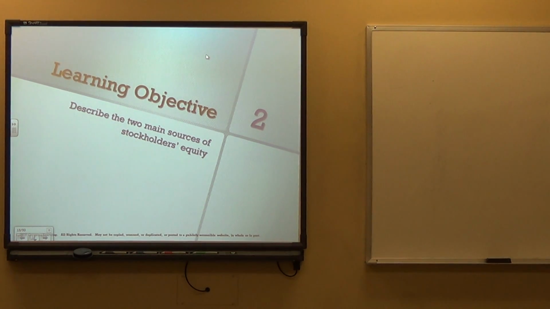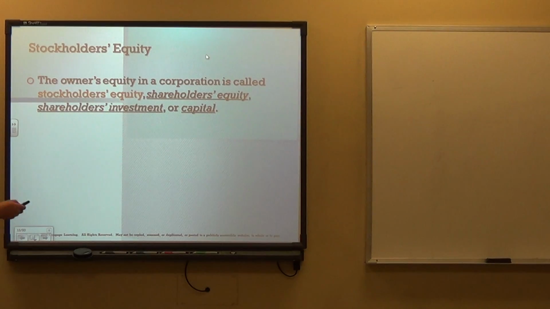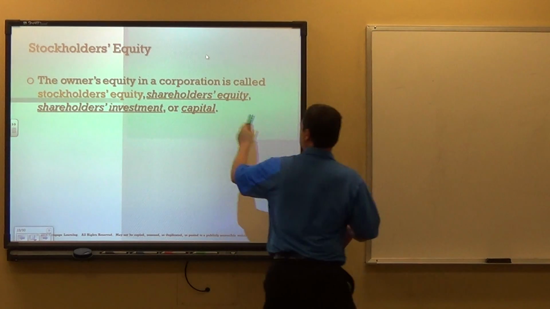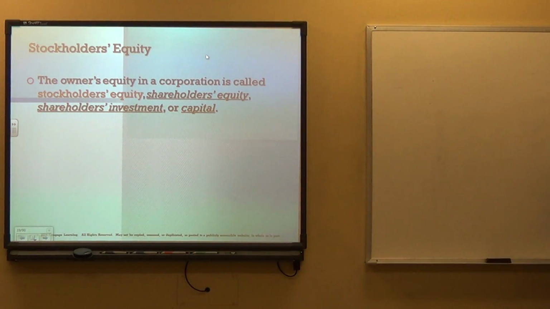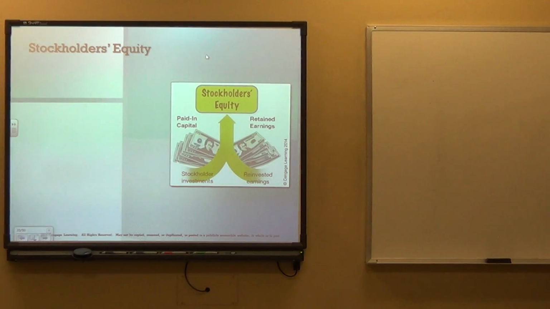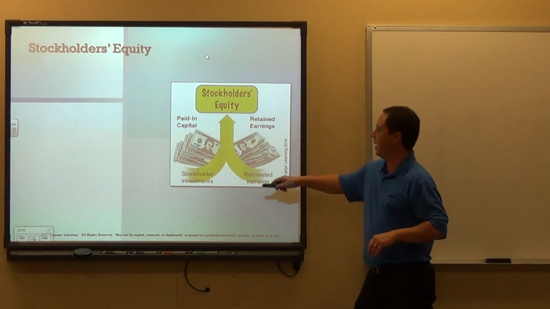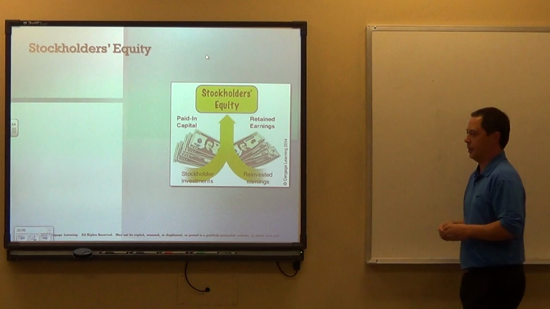All right, so let's talk about the two main sources of stockholders' equity. This is a review really from chapter 1 and 2. We'll talk a little bit about both of these things here. So shareholders' equity, shareholders' investment or capital, you'll see that as two. So we have paid in capital and retained earnings.